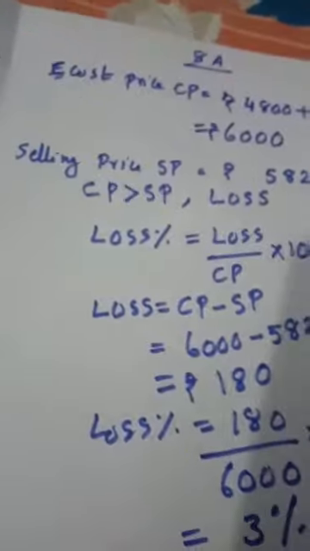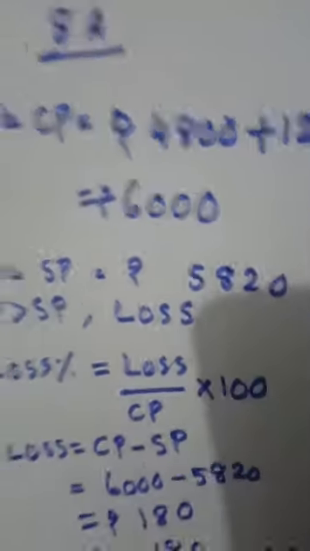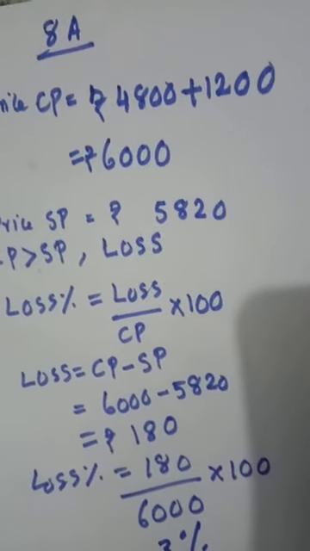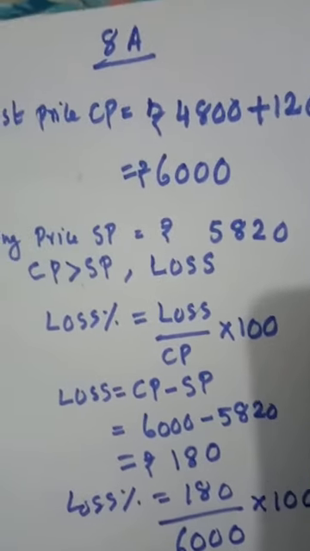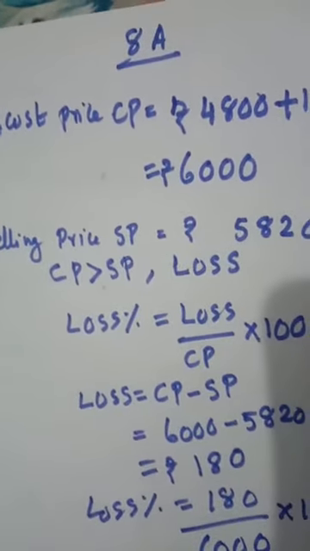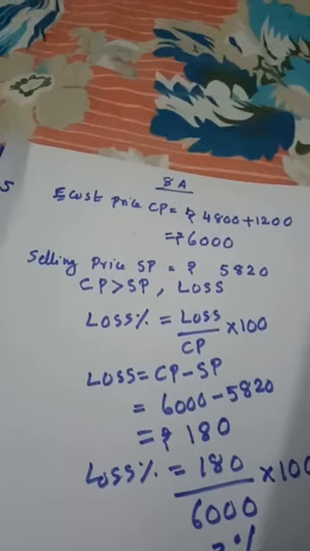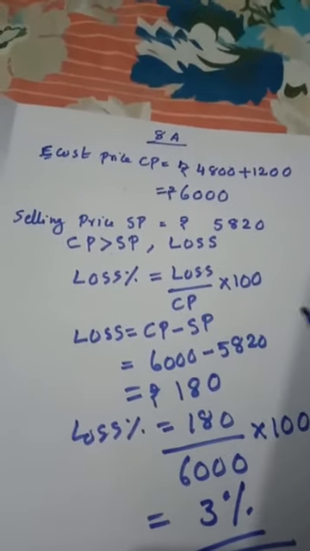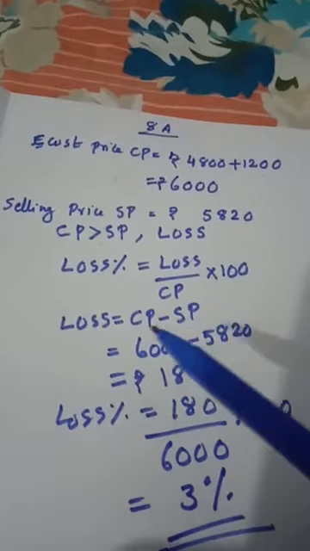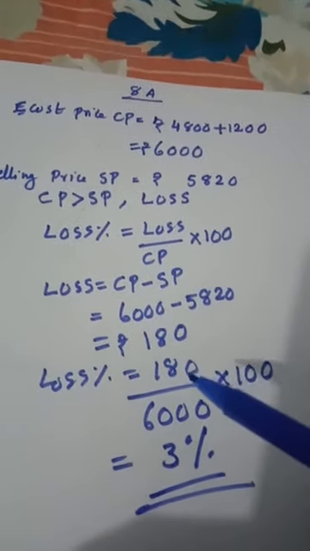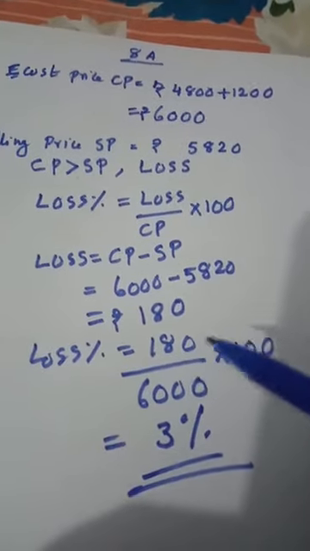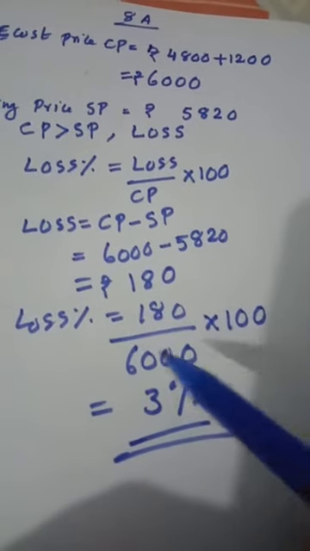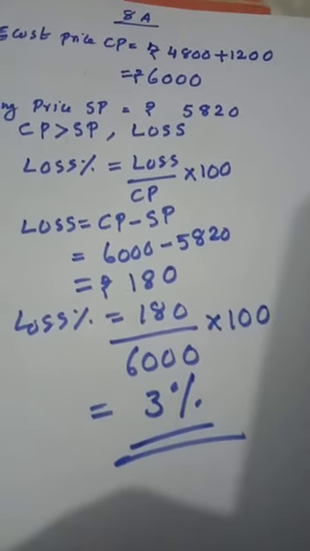Once again, cost price is given 4,800 plus expense, transportation 1,200. That is overhead expense, which I already told you about. So cost price is 6,000. Then selling price is 5,820. Here CP is greater than SP, so loss. Now what is the loss? CP minus SP, 180. Then find the loss percentage using the formula loss by CP into 100. Here 3 zeros in the denominator and the numerator, the 3 zeros get cancelled. 6 and 18, 3 times. So 3%.